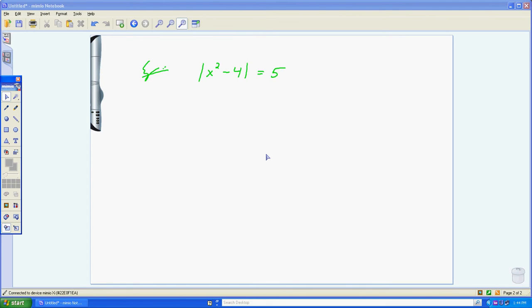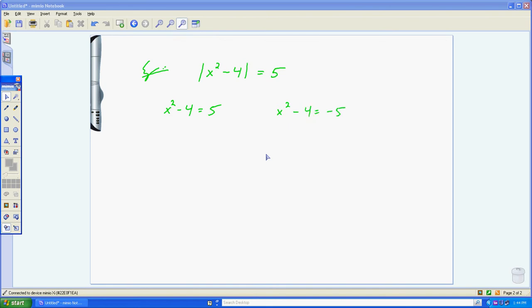Well, again, the inside of these brackets, or the absolute value, can be both positive and -5, right? Because when we take the absolute value of it, it's got to equal 5. So set up both equations. x² minus 4 equals a +5. x² minus 4 equals a -5.